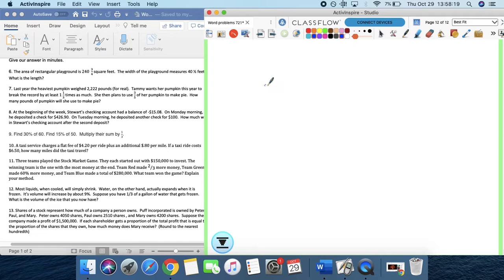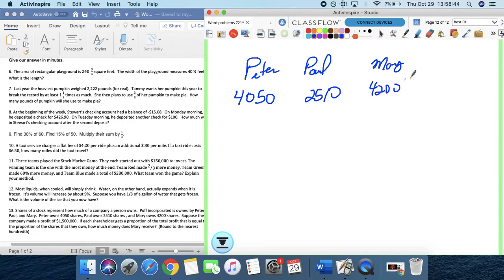Number 13. Oh, last one. So this one was that ratio problem, and if you were in 6th grade last year, you did ratios. So here is what we have. We have Peter, and he owns 4,050 shares. We have Paul, who owns 2,510 shares. And then Mary, who owns 4,200 shares. And then for a total of, let me add this up, 4,050 plus 2,510 plus 4,200 equals a total of 10,760 shares.